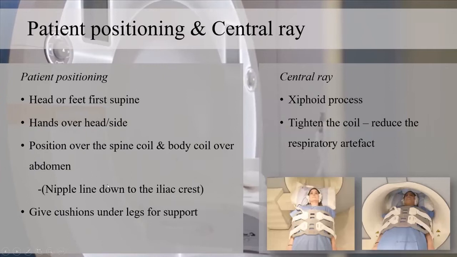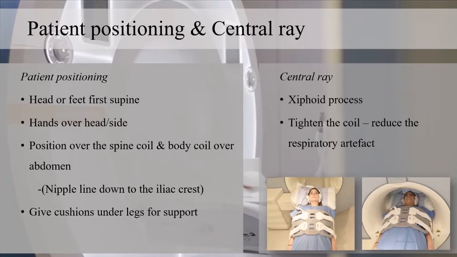Here, the patient positioning and central ray. The patient is positioned head first or feet first, supine, and the hands can be kept overhead or at the side of the trunk, but it's always better to keep them overhead to reduce artifacts. The patient will be positioned over the spine coil, and over the patient will be the abdominal coil or the body coil. During placement, the upper part of the coil will be at the level of the nipple line, down to the iliac crest. You can give the patient some cushions under the legs for support.